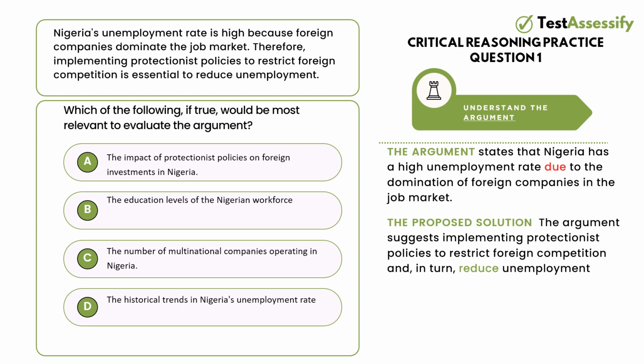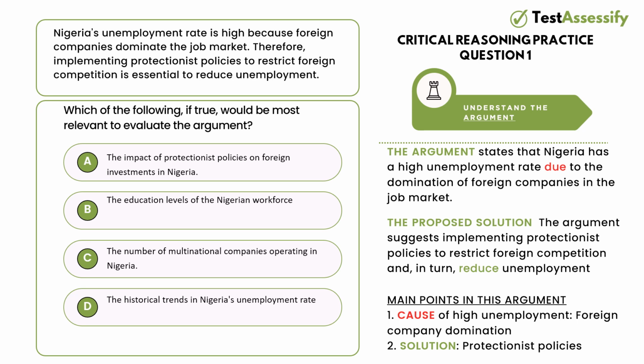Now, what's the argument? The argument suggests that the solution is to implement protectionist policies to restrict foreign competition and in turn reduce unemployment. What are the main points in this argument? The main points can be summarized as: one, the cause of the high unemployment is foreign company domination, and two, the solution is protectionist policies. So we've been given the pain, and essentially we've been given the painkiller as well.